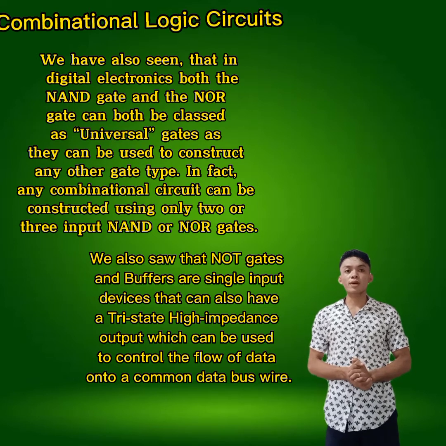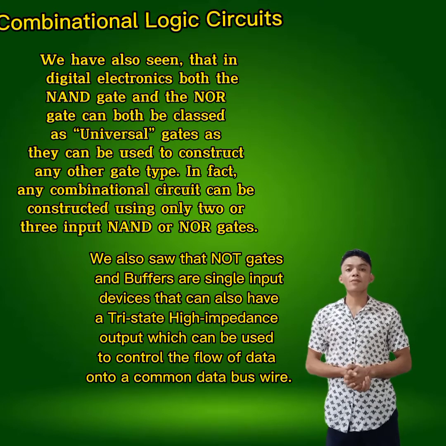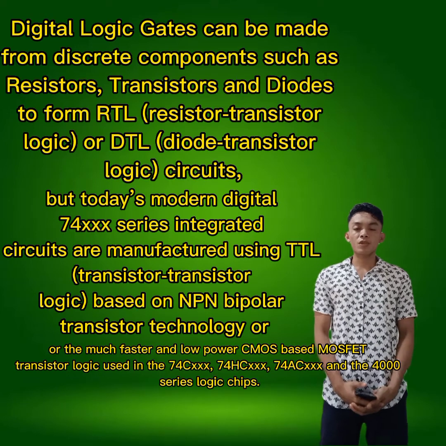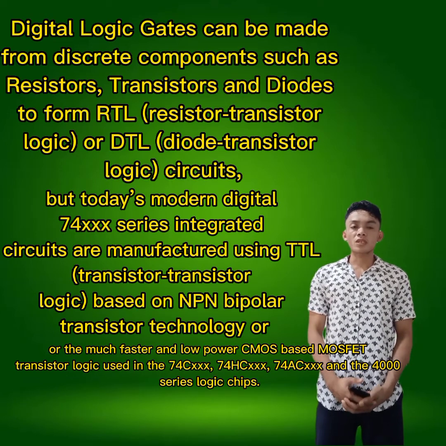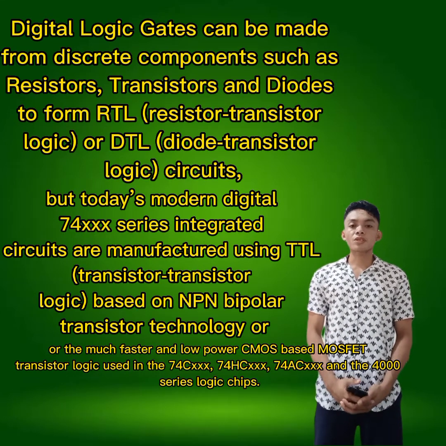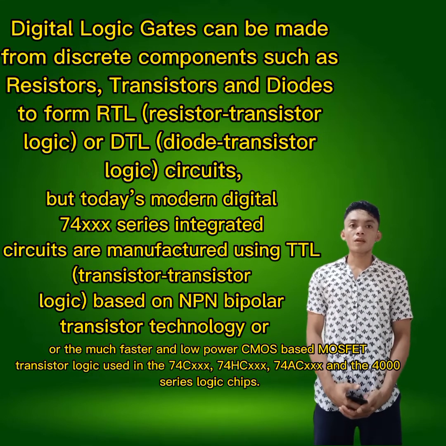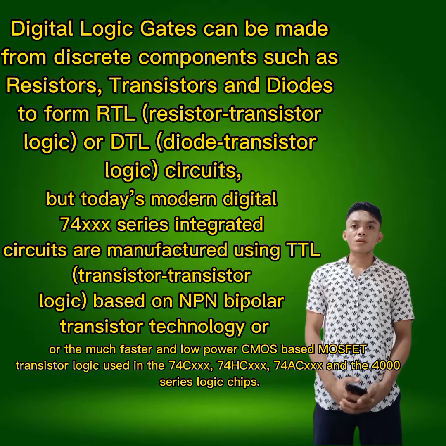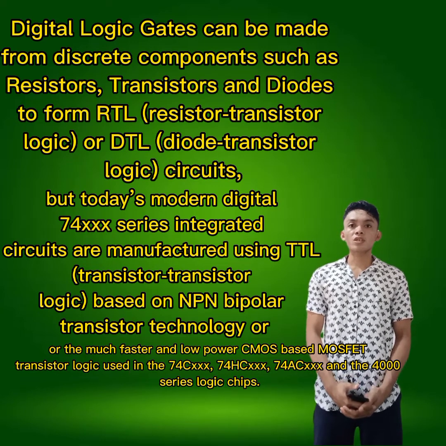We also saw that NOT gates and buffers are single input devices that can also have a tri-state high impedance output, which can be used to control the flow of data onto a common data bus wire. Digital logic gates can be made from discrete components such as resistors, transistors, and diodes to form RTL, or resistor transistor logic, or DTL, the diode transistor logic circuits.